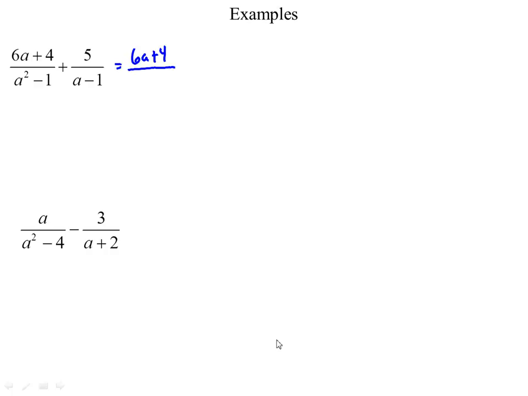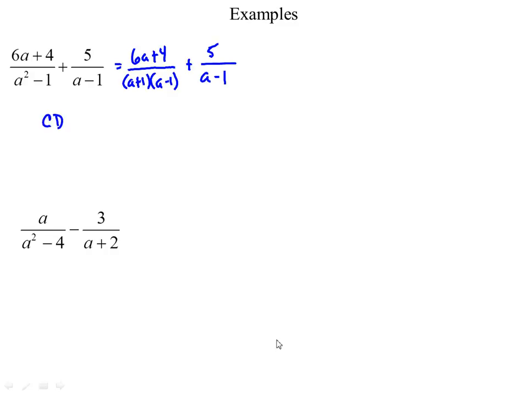A squared minus 1 is going to go to a plus 1 and a minus 1. How do I know that? That's the difference of two squares pattern. It's memorization. You learned that in chapter 3. We're supposed to learn it in chapter 3. Plus 5 over a minus 1.